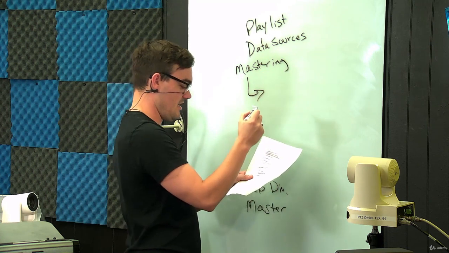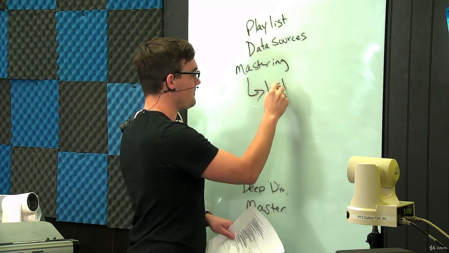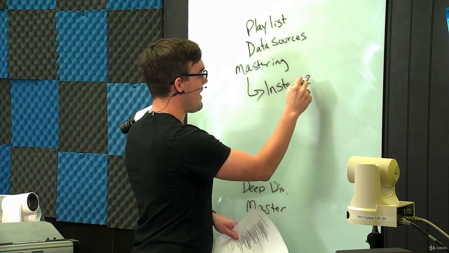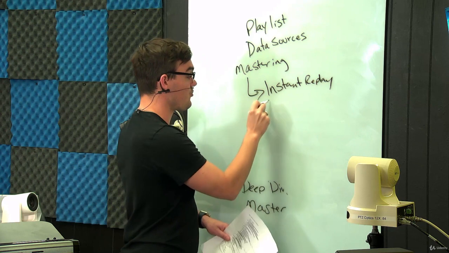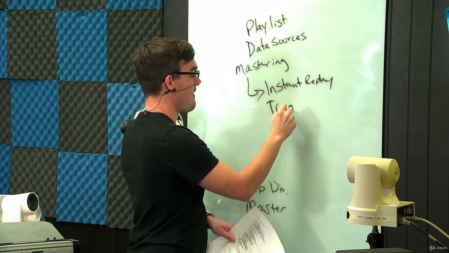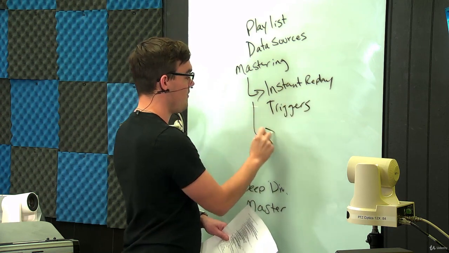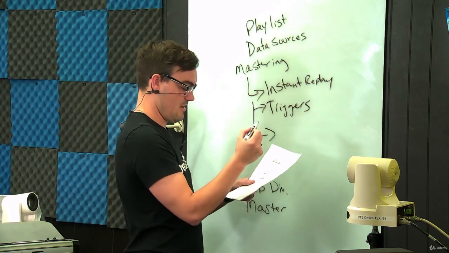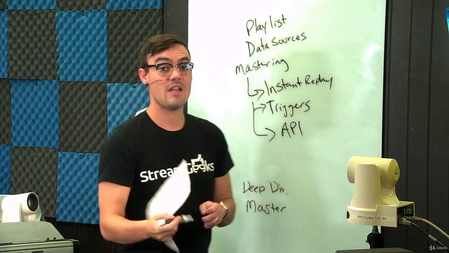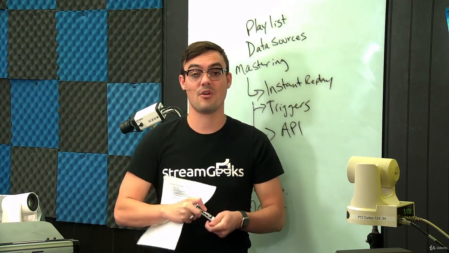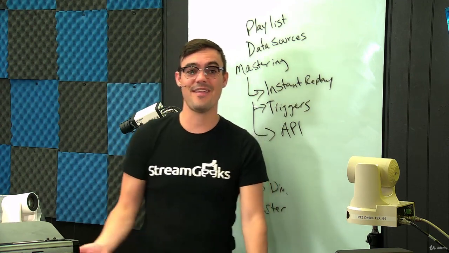The first is instant replay. Next, we have how to use triggers. And then finally, we get into the API, and that will be how to actually build your own custom programs to control vMix. Okay, that's it.